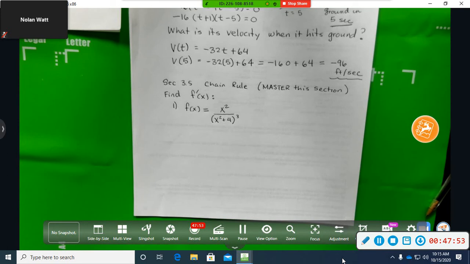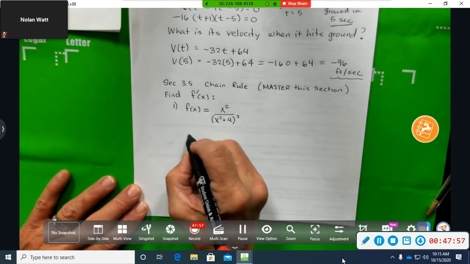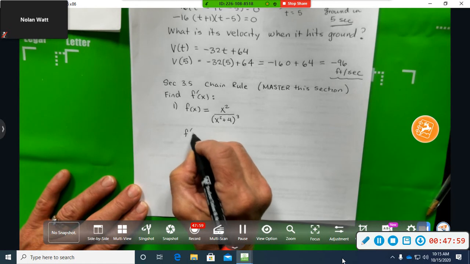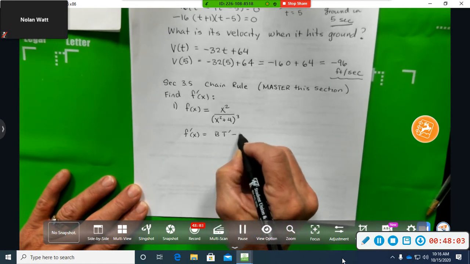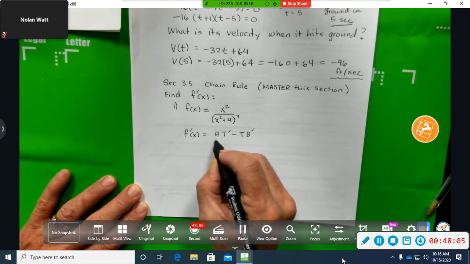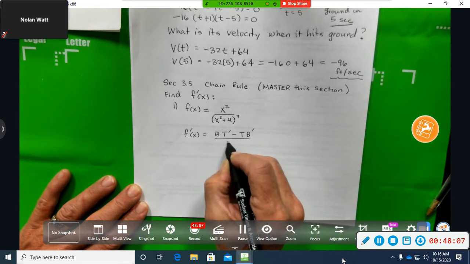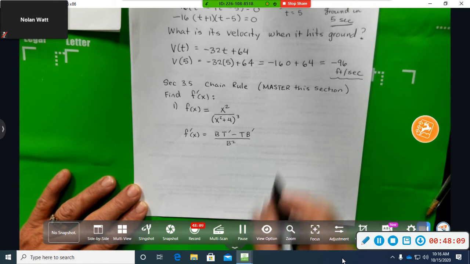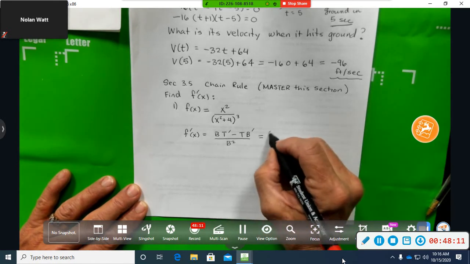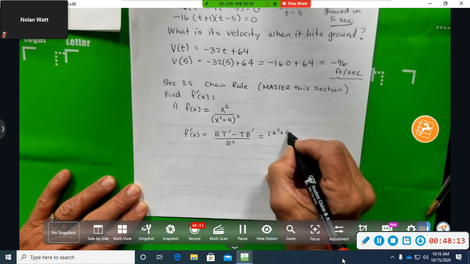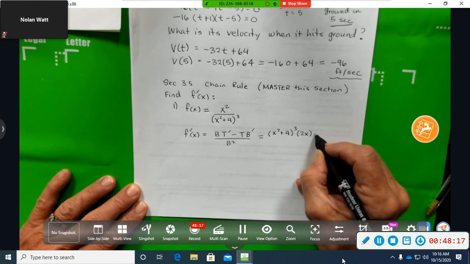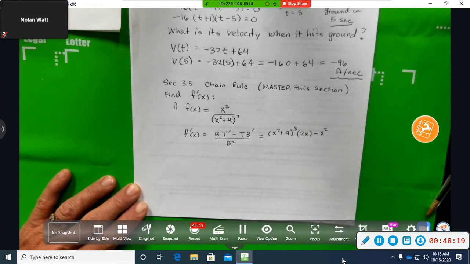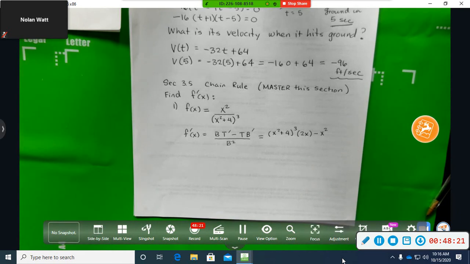Before you start simplifying, let me make sure you've all got the correct derivative. We're doing the quotient rule. So we can do the bottom times the derivative of the top, minus the top times the derivative of the bottom, divided by the bottom squared. So I'll do it right over here. Here's the bottom factor, and the derivative of the top is 2x. Here's the top factor. Now the bottom is where we do the chain rule.